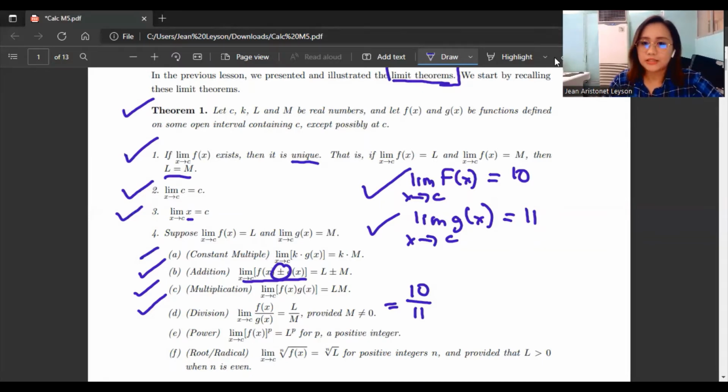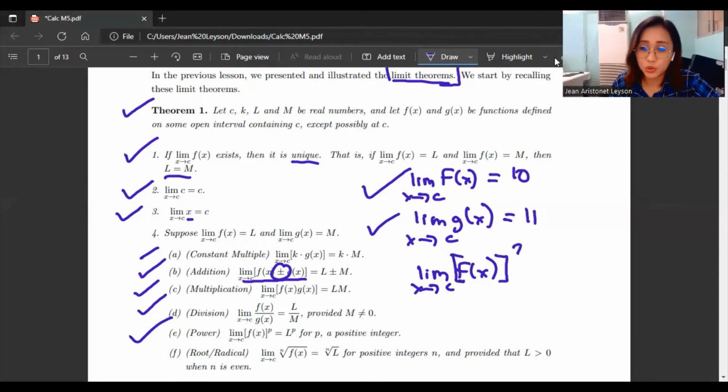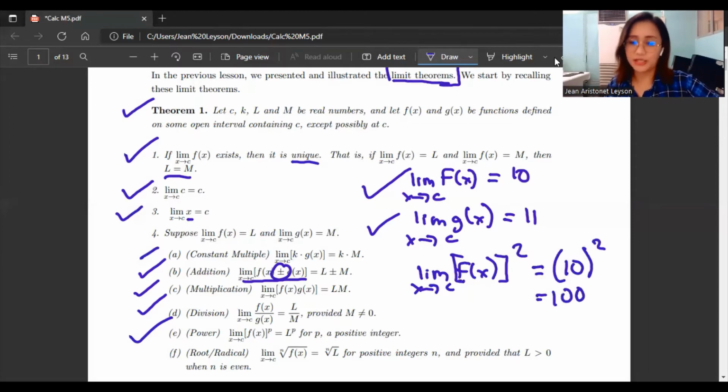Now, letter E. Let me erase this first. Letter E is the power theorem, or the power rule. So we have the limit of f of x raised to p is equal to L raised to the power of p, which is a positive integer. So suppose we have the limit of f of x as x approaches c being raised to the power of, let's say, 2, or we square it. Given the limit of the function f of x is 10, if we square that, that is simply 100. Okay.